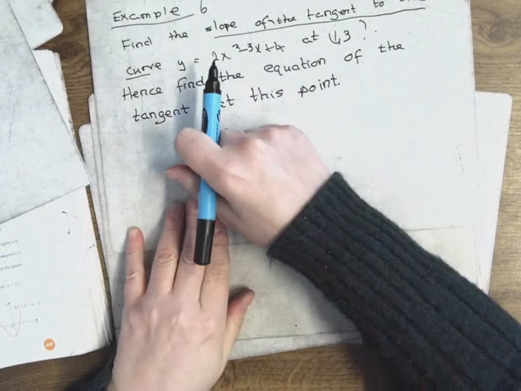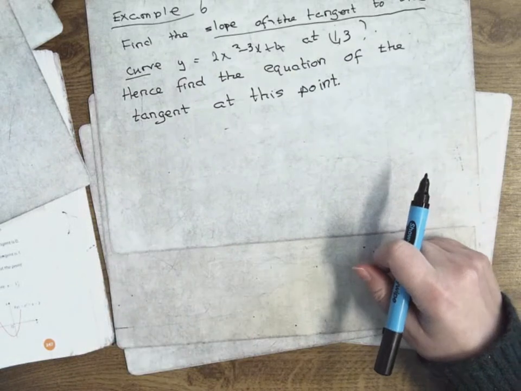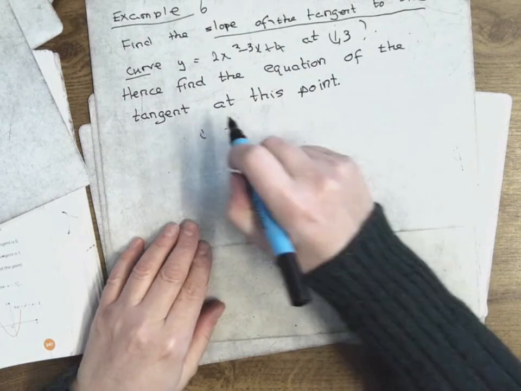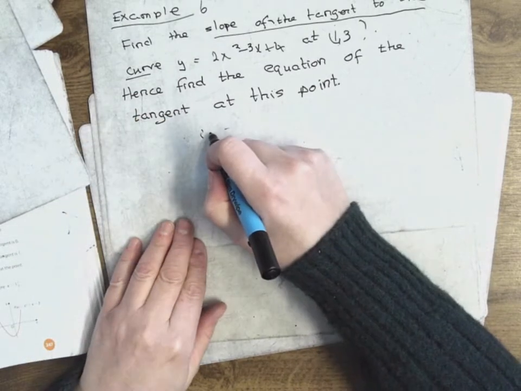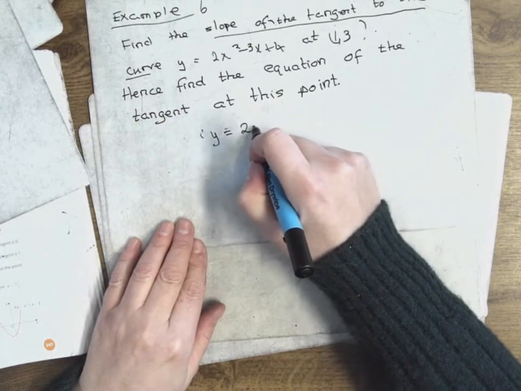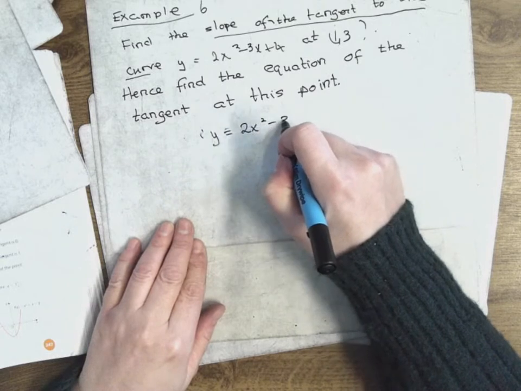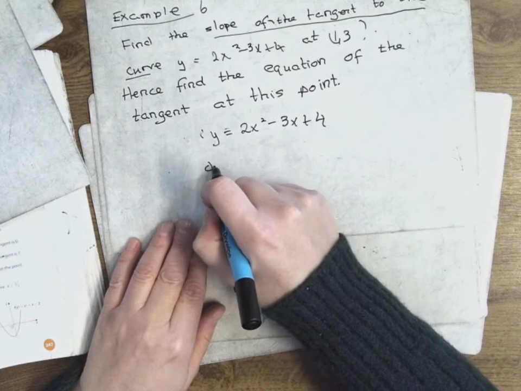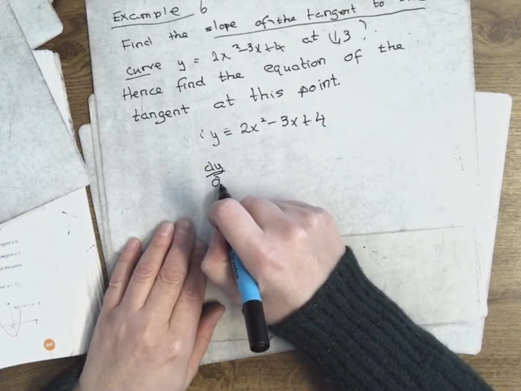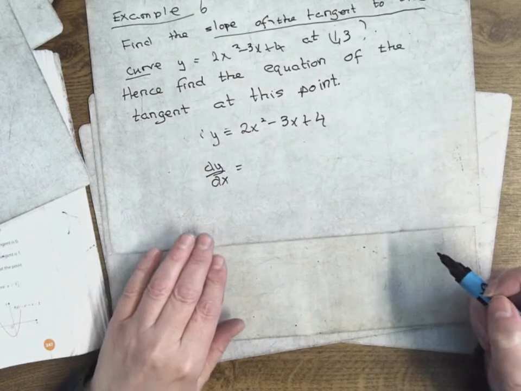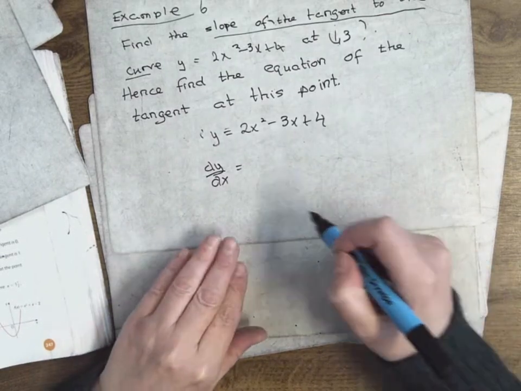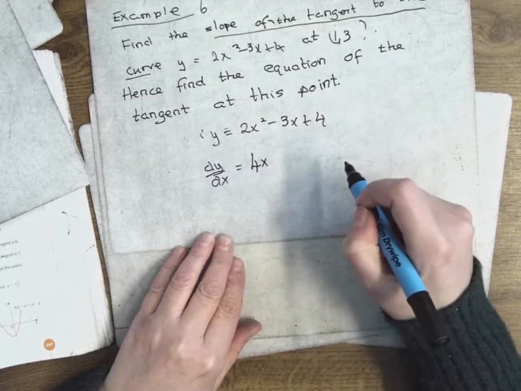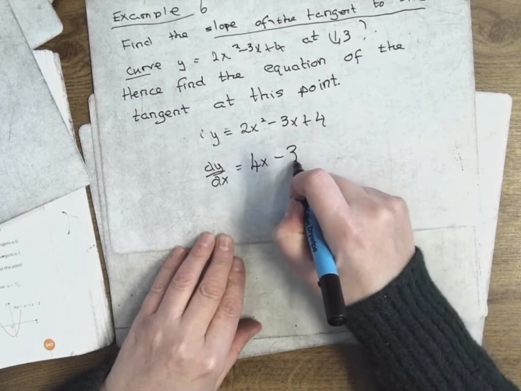Okay, so you read the words slope of the tangent to the curve and you go, that's dy/dx. So I need to find dy/dx. Let me write down the curve again: y equals 2x squared minus 3x plus 4. Right, dy/dx, so differentiate. Someone shout the answer in case I make a mistake. What is it? 4x minus 3, and that's it.